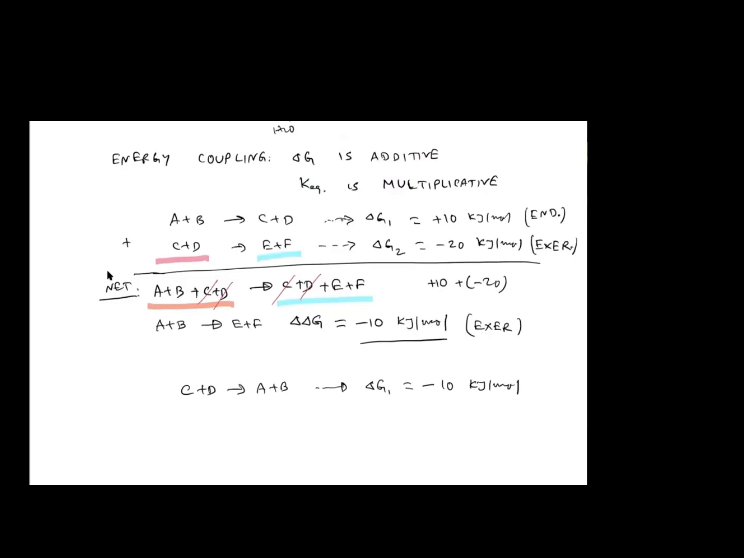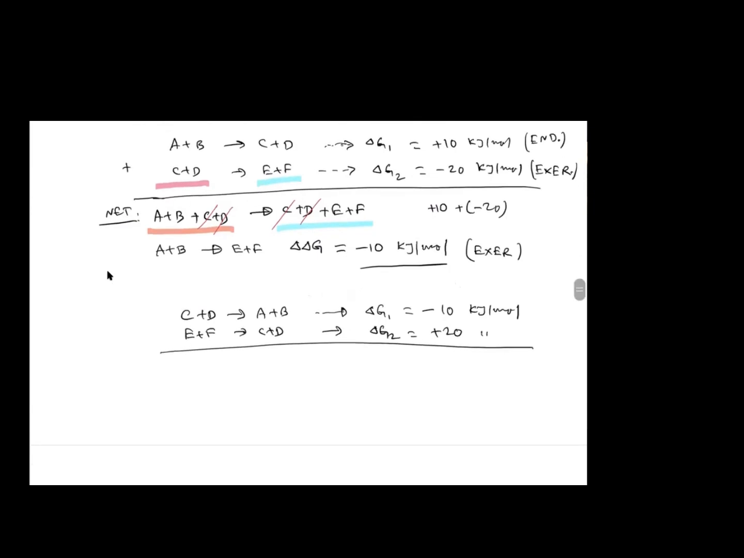Right, and then if you flip the one on the bottom, if it is going to be E plus F going to C plus D, then the delta G2, we're going to flip that, so plus 20 kilojoule per mole. So now if you do the net, okay, CD will cancel again. So E plus F going to A plus B. Now your delta G is going to be minus 10 plus 20. So it's going to be plus 10 kilojoule per mole.